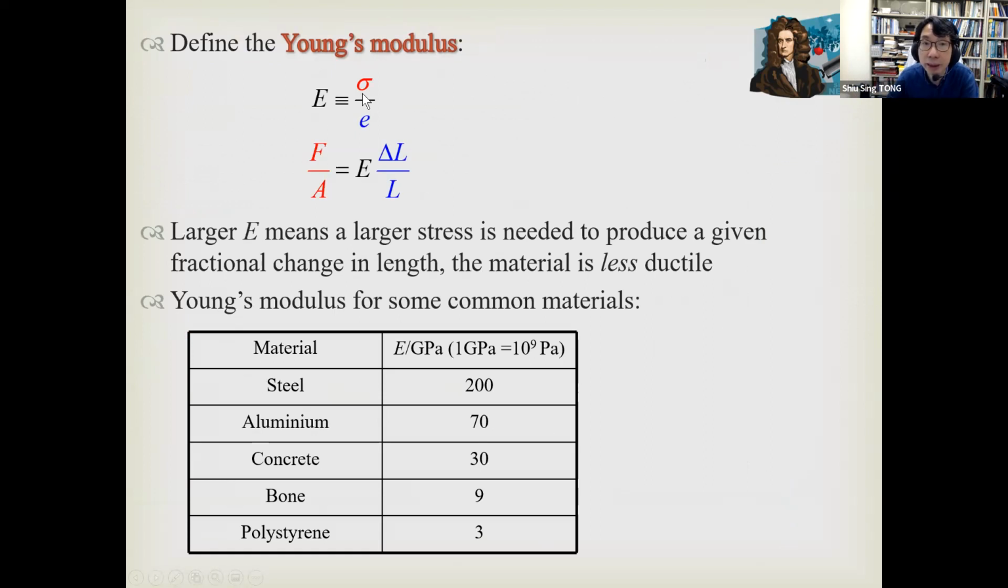The Young modulus is defined as the stress over strain, sigma over E. If you write sigma and E out, F over A is equal to E times delta L over L.